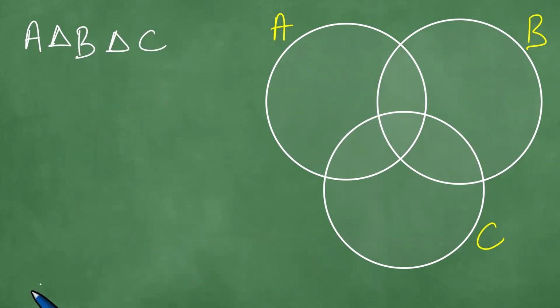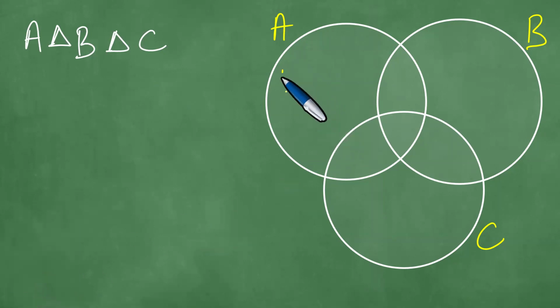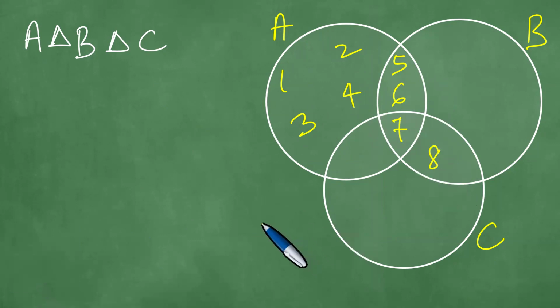Next, we're looking now at the symmetric difference of A, B, and C together. So this is 1, 2, 3, 4, 5, 6, 7, 8. So at this point, then, what do we have?